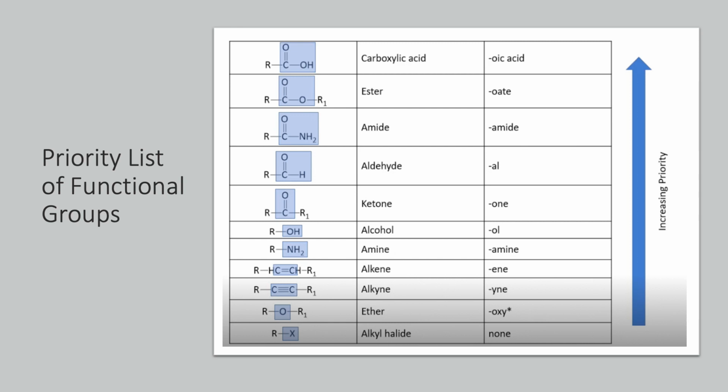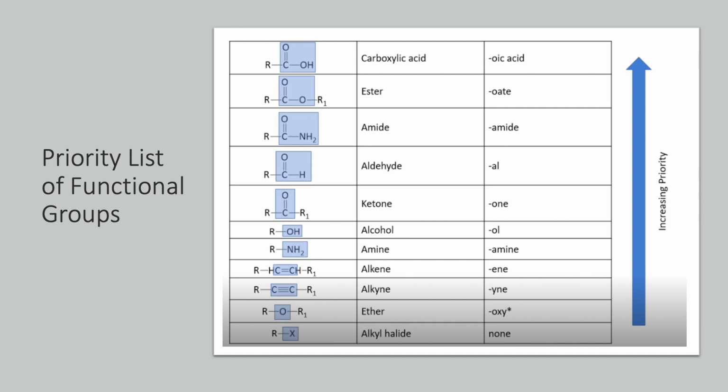I also want to focus on an amide. So an amide is where we're going to have an oxygen double bonded to a carbon, but instead of having an alcohol bonded to that same carbon like we do in a carboxylic acid, we're instead going to have an NH2 bonded to that carbon.